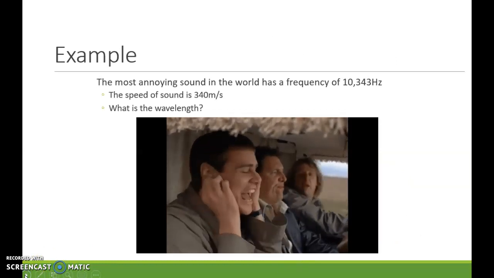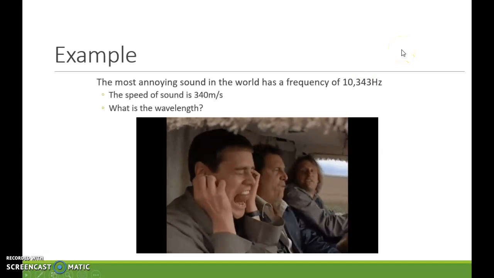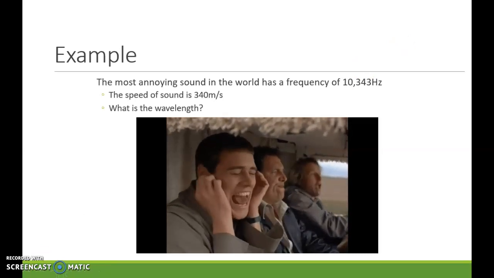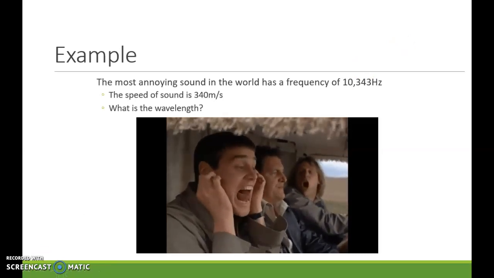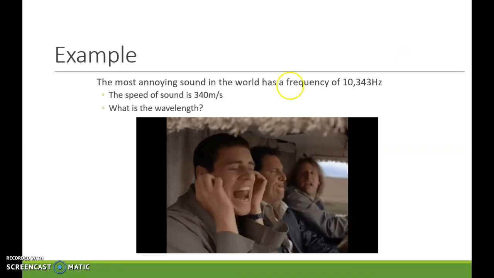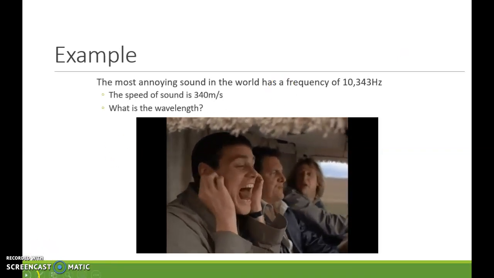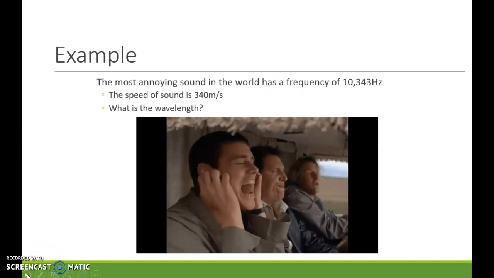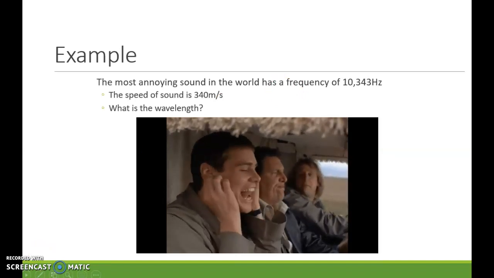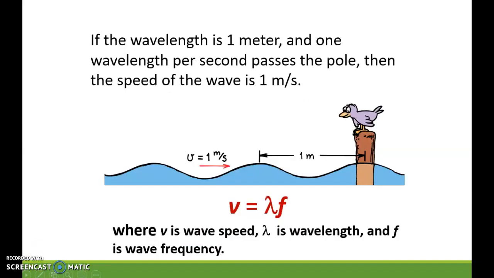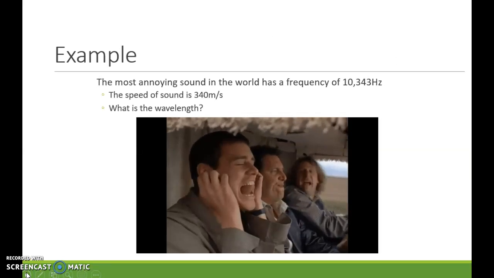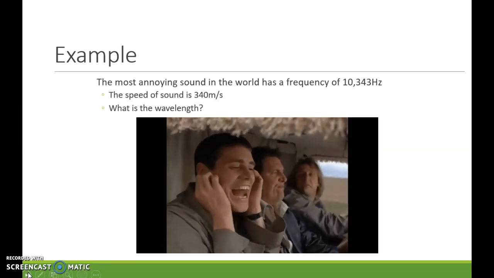Example: the most annoying sound in the world has a frequency of 10,343 hertz. The speed of sound is 340 meters a second. What is the wavelength? So remember, we'd have to go back to our formula. We'd do v equals lambda times f. We're looking for the wavelength, so we'd have to actually divide.